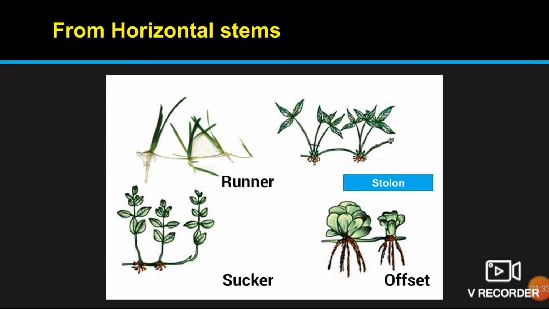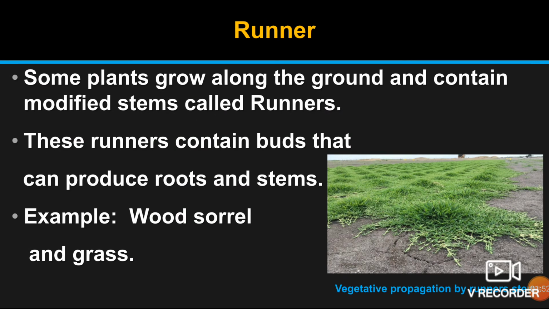There are many types of horizontal stem, especially runners, stolons, suckers and offsets. We will see one by one what a runner is, what a stolon is, and how it takes place with suckers and offsets. Let's start with the runner. Some plants grow along the ground and contain a modified stem called runners. These runners contain buds that can produce roots and stems. Examples are wood sorrel and grasses.